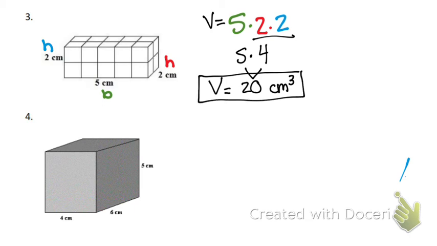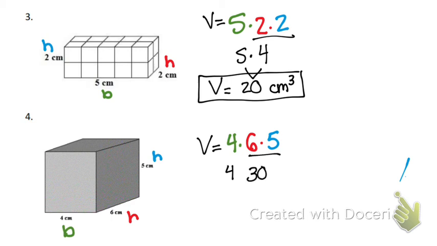For our very last one, same exact thing. I'm going to make this my base, this one my first height, and this tall one my second height. Volume is always multiplying all three together, so I would do 4 times 6 times 5. For this one, I'm going to go ahead and multiply the last ones together first because I like that number better. So 6 times 5 gives me 30. And we're going to do 4 times 30.